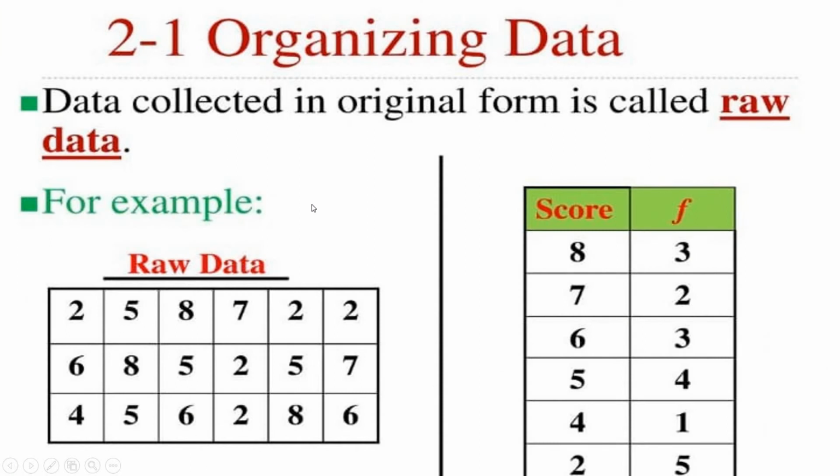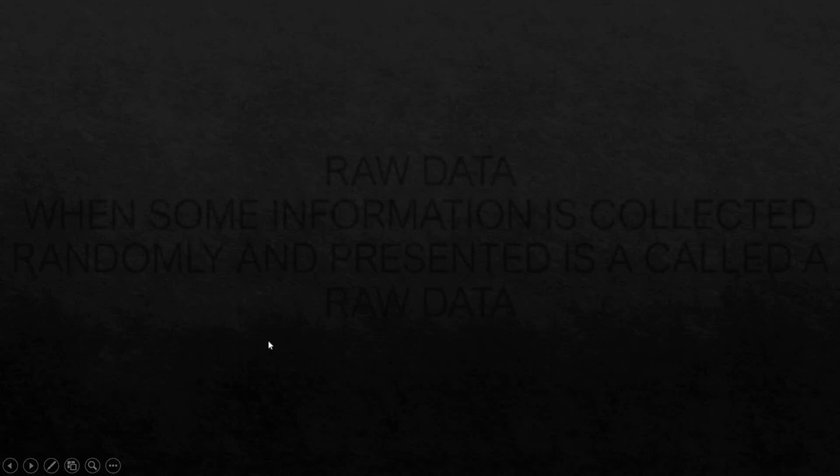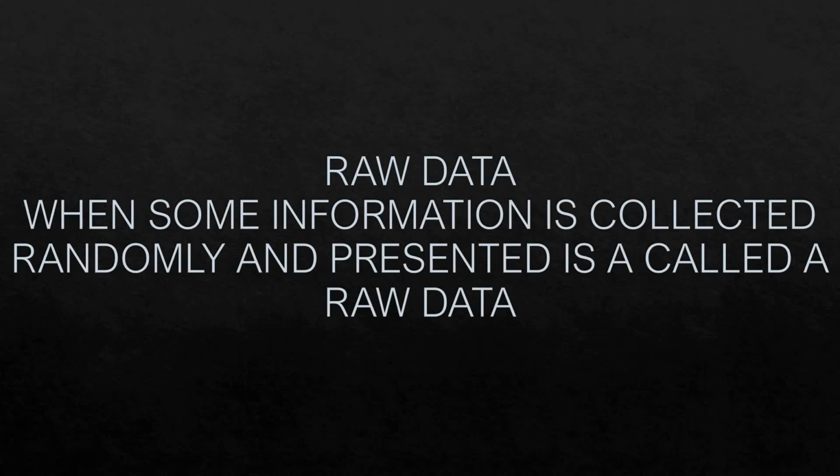Now I want to discuss organizing data. Data collected in the original form is called raw data. As an example, we are given raw data 2, 5, 8, 7, 2, 2, 6, 8, 5, 2, 5, 7, 4, 6. You have not been given it in ascending or descending order, so that will be considered raw data. Now let me define raw data: when some information is collected randomly and presented, it is called raw data. I hope that everyone understood.